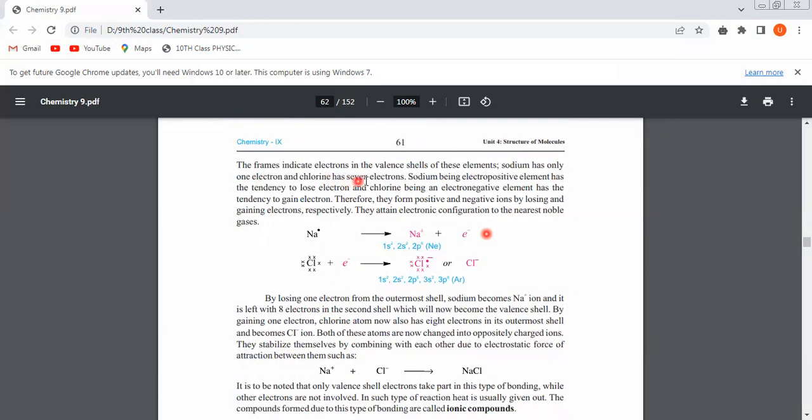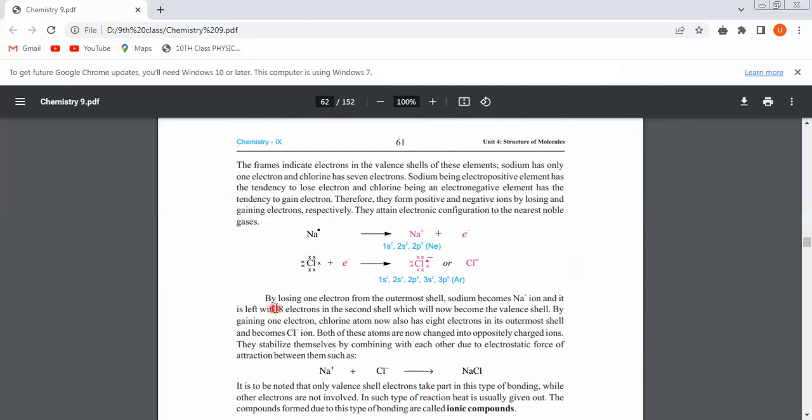The valence shells of these elements are indicated by their electrons. Sodium has only one electron and chlorine has seven electrons. Sodium, being an electropositive element, has a tendency to lose an electron, and chlorine, being an electronegative element, has a tendency to gain an electron. Therefore, they form positive and negative ions by losing and gaining an electron respectively. They attain the electronic configuration of the nearest noble gases.